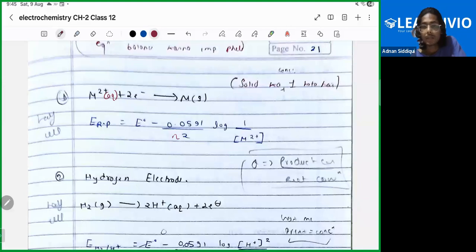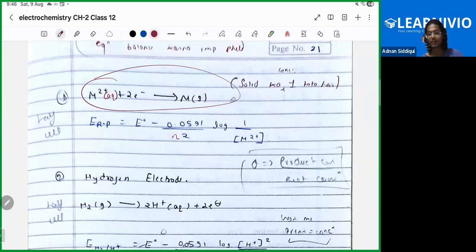So can you tell me one thing, in this reaction, what is happening? Is it a reduction reaction or an oxidation reaction? Are you observing reduction or oxidation here?